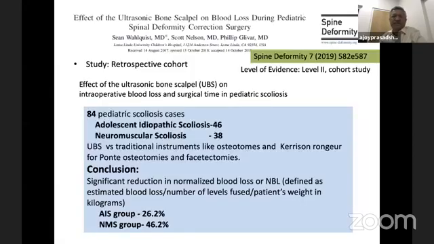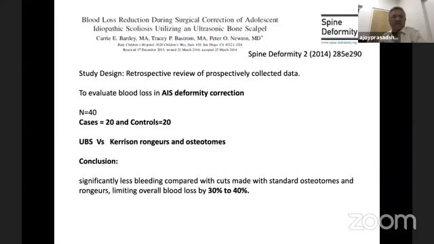This is similar to the experience in the literature. One article, a retrospective cohort published in 2019, included 84 scoliosis patients and compared the UBS versus traditional instruments like the osteotome and Kerrison rongeur for Ponte osteotomy and facetectomy. They noticed a significant reduction in the normalized blood loss, that is, adjusted for the patient's body weight, and more so in the neuromuscular group as against the AIS group. As we are all aware, in the neuromuscular group the blood loss is significantly higher. Similarly, one more article published way back initially looked at this and said the blood loss is less, about 30 to 40%.